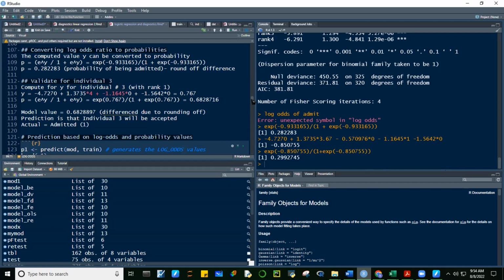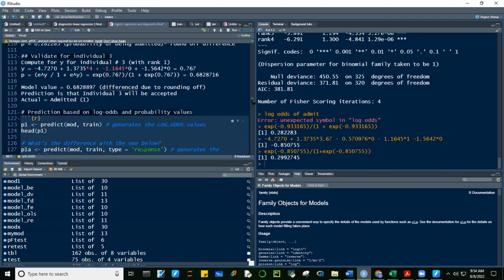Okay, sige. Let's go here, guys. Let's go here. Ayun, no? Okay. So this is now the beauty of your R. Let's use the predict function. Predict function, and ano ba yung model natin?